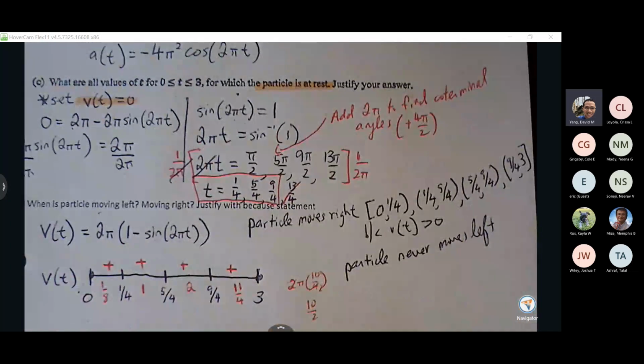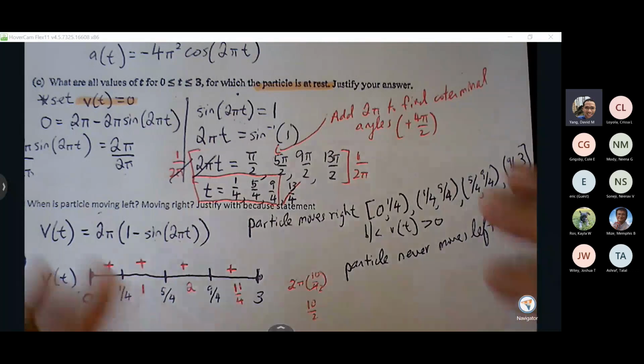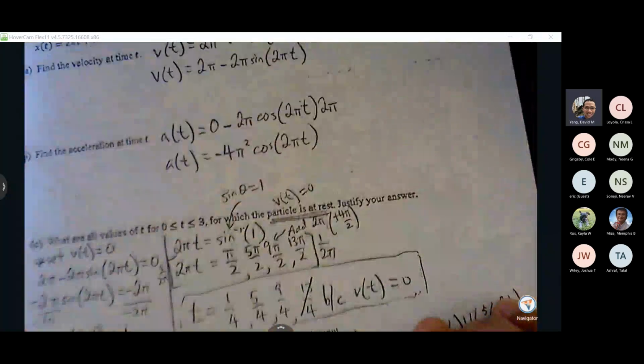All right, so this process is important. Setting velocity equals 0, critical points, test your intervals, test your velocity sign line. Positive is moving right, negative is moving left. Okay. Everybody okay with that process? Okay. Let's go to the next page here.